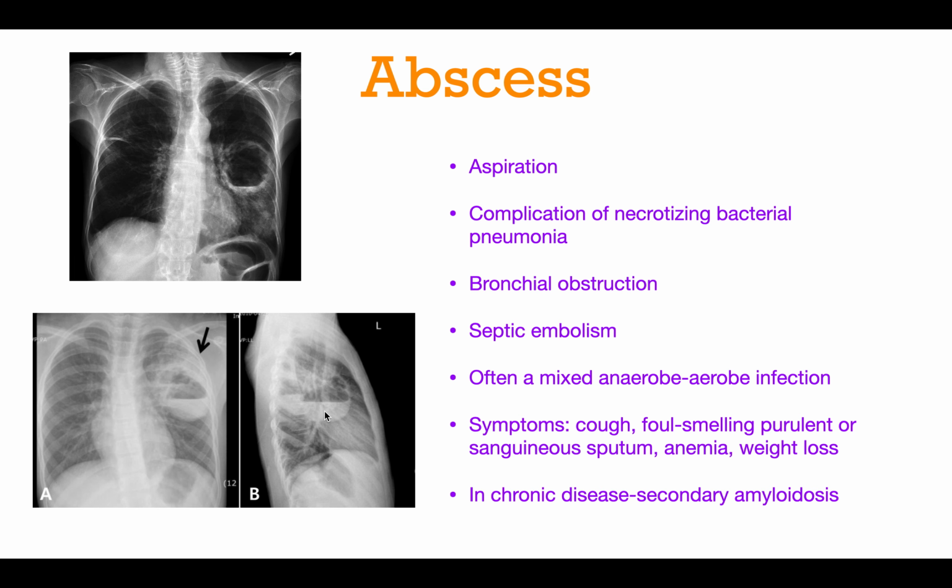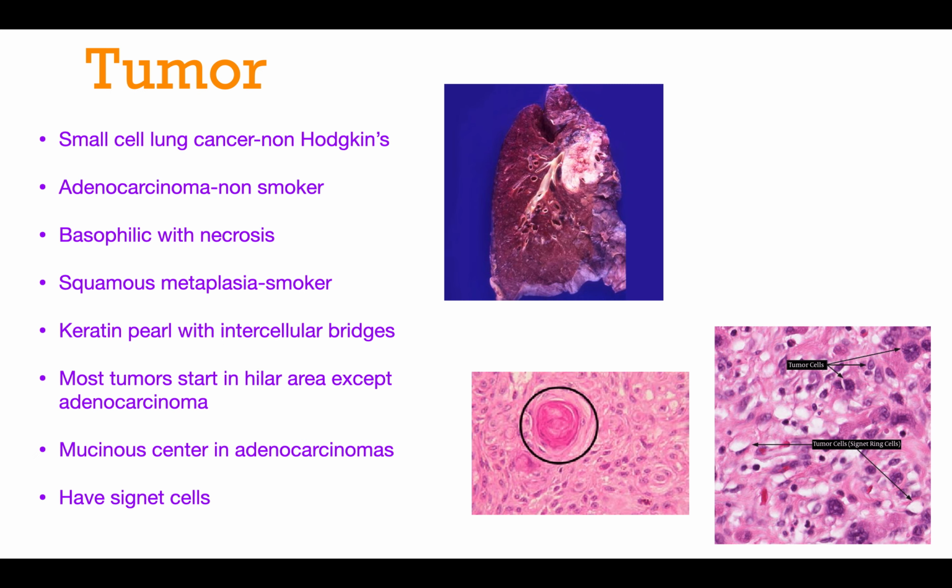And the patient's going to cough, complain of pain, have foul-smelling purulent or sanguineous sputum. And in chronic diseases, it can cause the secondary amyloidosis because there's all that damage. There's going to be the laydown of the collagen.